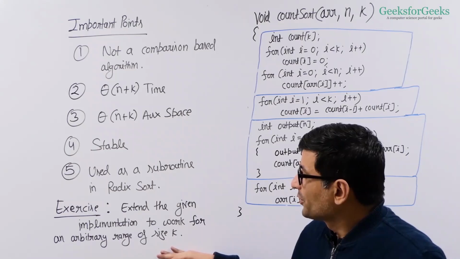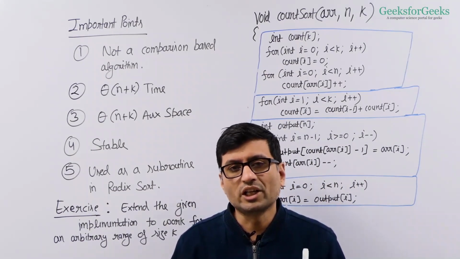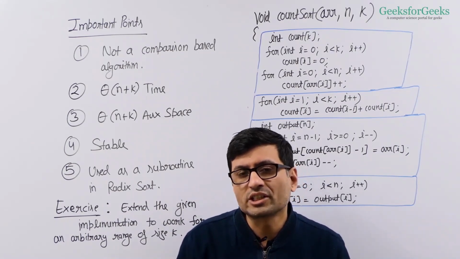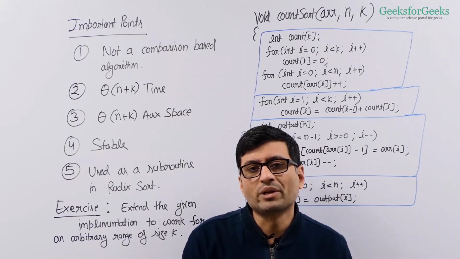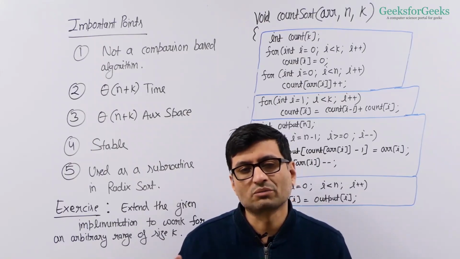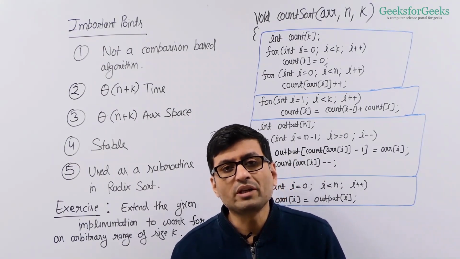Here is an exercise for you. In this implementation, we have considered elements in the range from 0 to k minus 1. Now please extend this implementation so that you can handle elements from a min value to a max value, and we know that the total items from this min value to max value are only k, and this min value can be negative also.